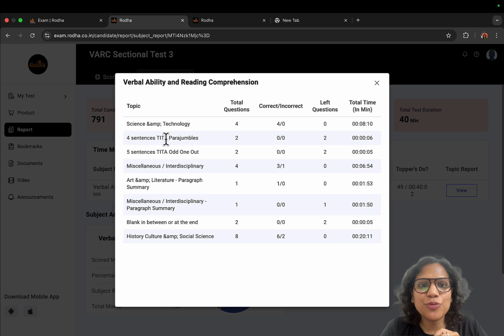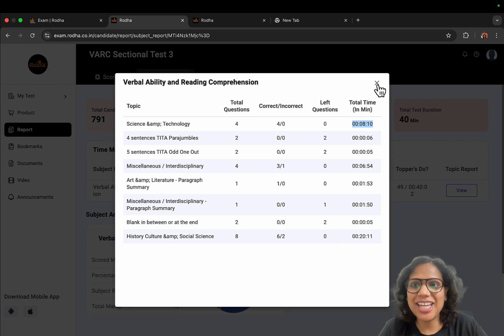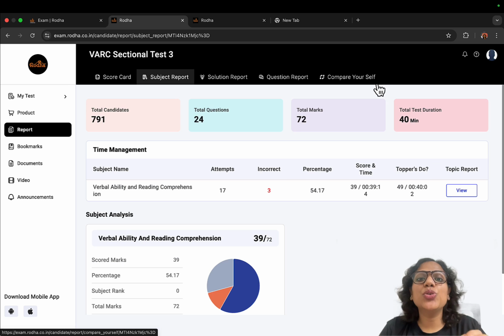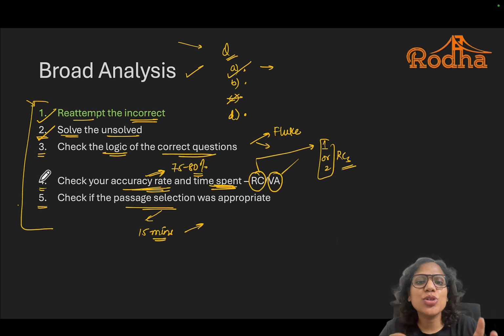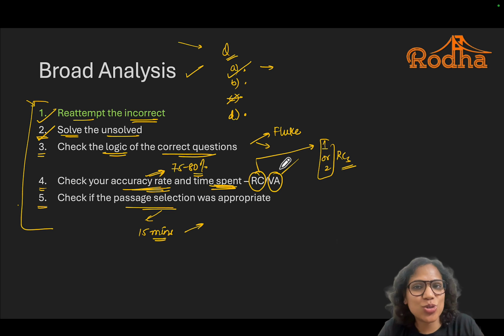So for example, in the 4 sentence parajumbles, you didn't attempt anything here. In the 5 sentence parajumbles, again here let's say it's a passage which was from the genre science and technology, you got all 4 correct, no incorrect, and you spent 8 minutes 10 seconds on this passage. Good, right? So this is how you can now go for the 4th step, wherein you are deep diving into your accuracy rate, topic wise, subsection wise.